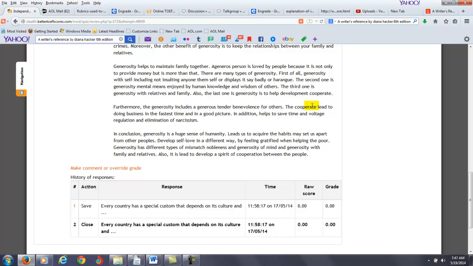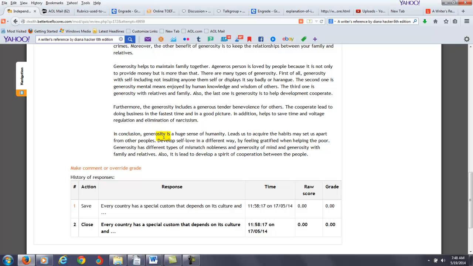Cooperation leads to doing business in the fastest time and in a good picture. And that's probably not the right words. I'm not exactly sure what you're trying to say. You're having some vocabulary issues, so your meaning is becoming obscured a little bit there. Okay, let's go to your final paragraph.